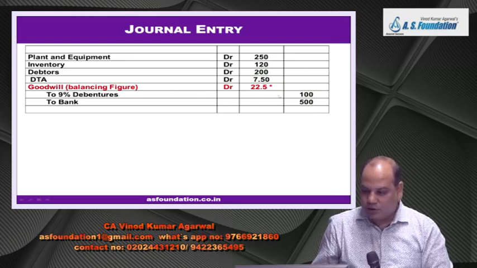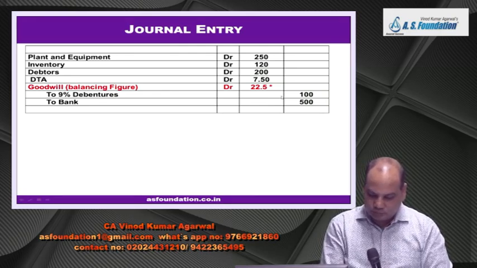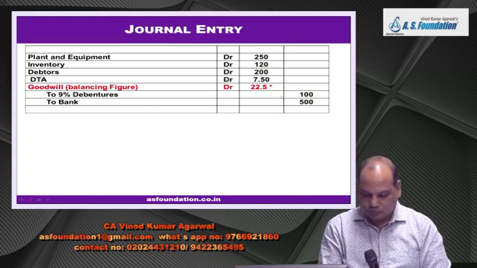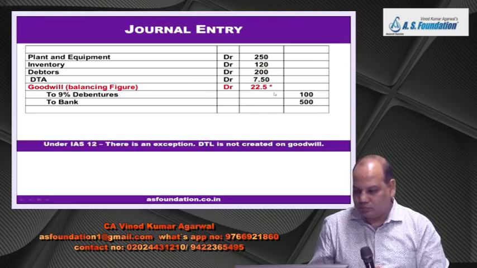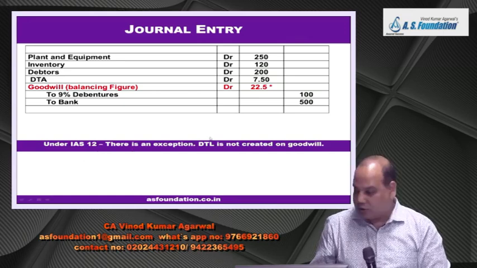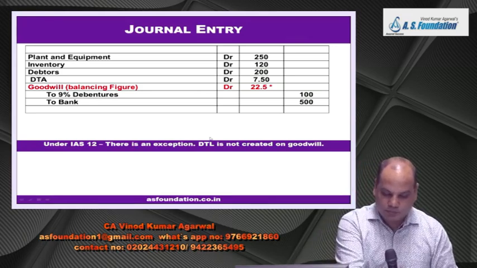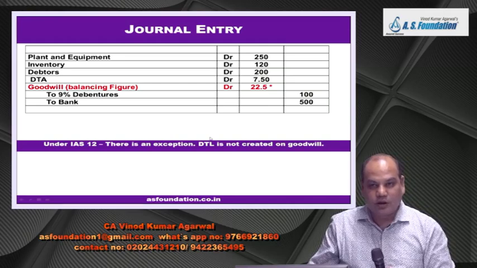Then write down to 9% debenture 100. To bank account 500. Note, under IAS 12, there is an exception. DTL is not created for goodwill.